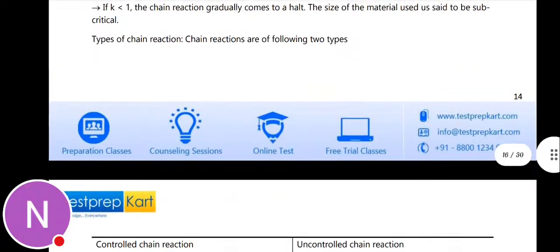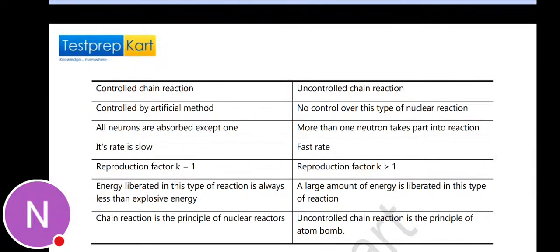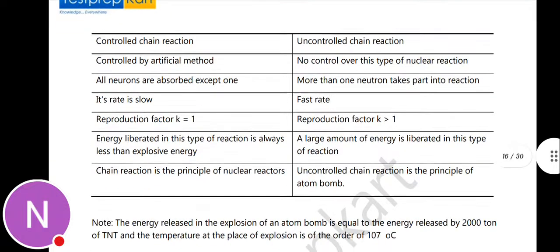Next, there are different types of chain reaction: controlled chain reaction, controlled by artificial methods, and uncontrolled chain reaction. There is no control over the uncontrolled type of nuclear reaction. In the controlled chain reaction, all neutrons are absorbed except one. In the uncontrolled chain reaction, more than one neutron takes part in the reaction. In the controlled chain reaction, the rate is slow; in the uncontrolled one, it is very fast.